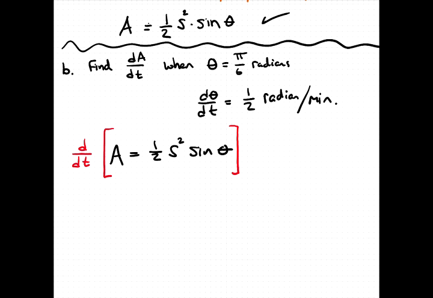So when we have our derivative, well, the derivative of A with respect to time is dA over dt. 1/2 is a constant. S squared is a constant. So we'll take the derivative of the sine of theta with respect to t. So the derivative of sine is cosine. And then we'll times the derivative of the inside. So we're using the chain rule. Times d theta dt.